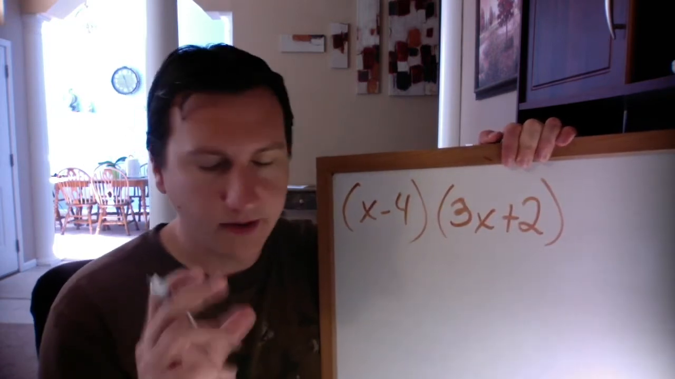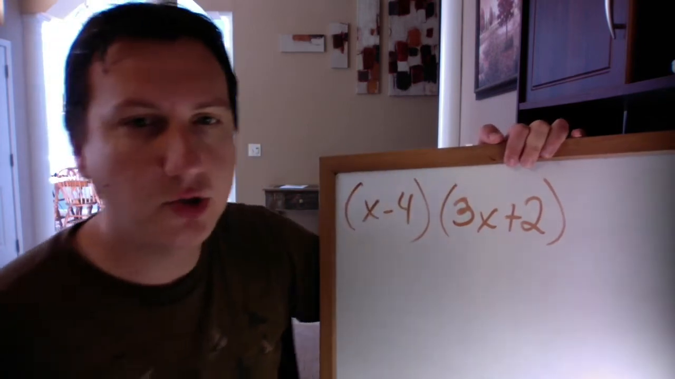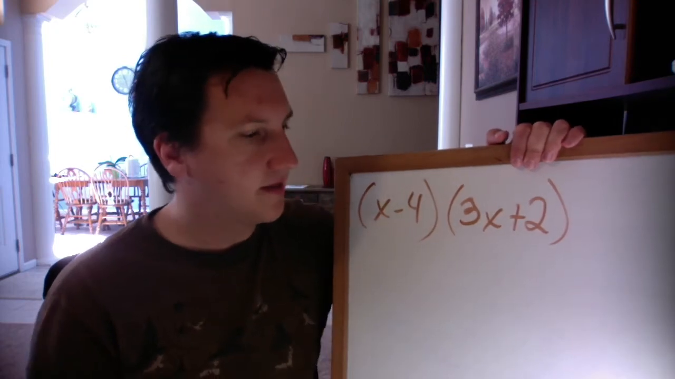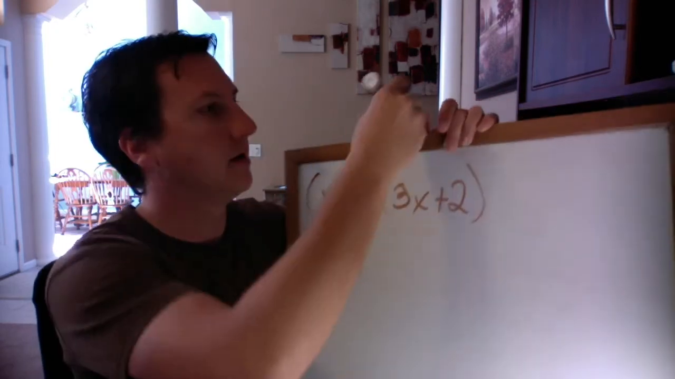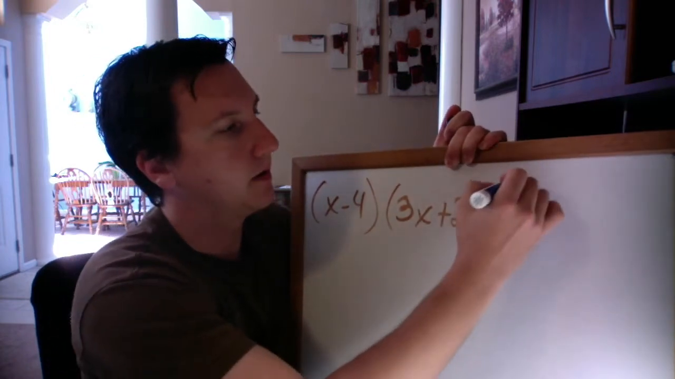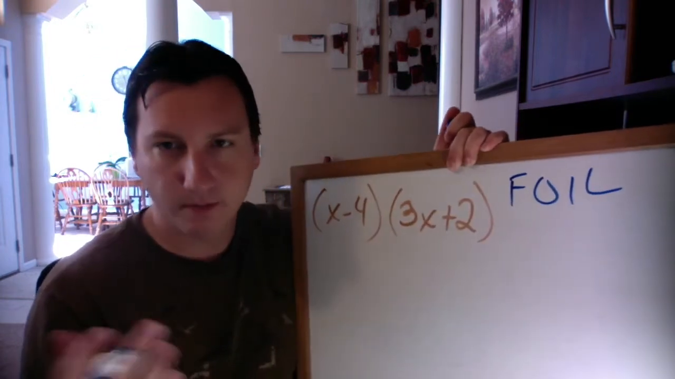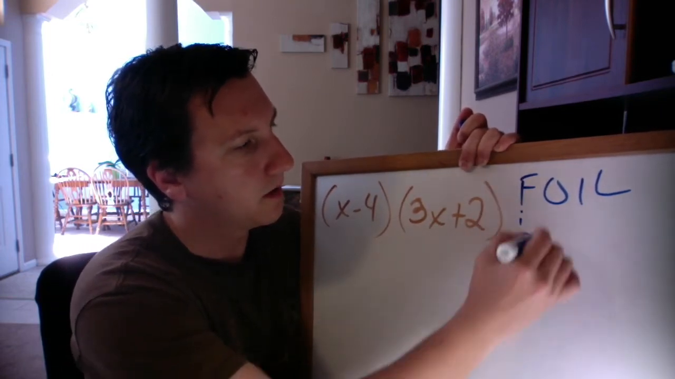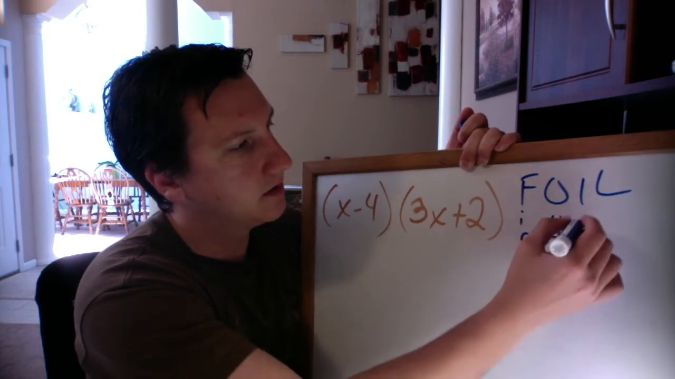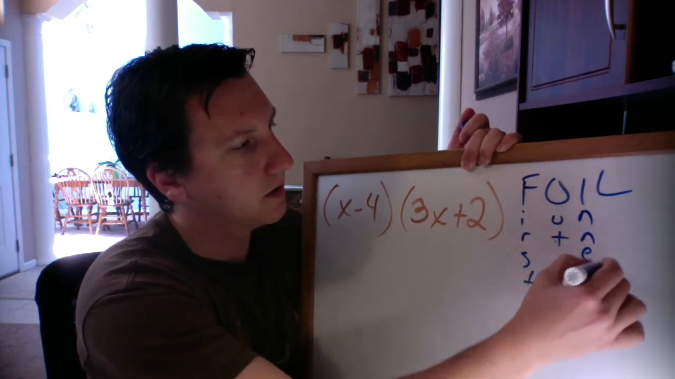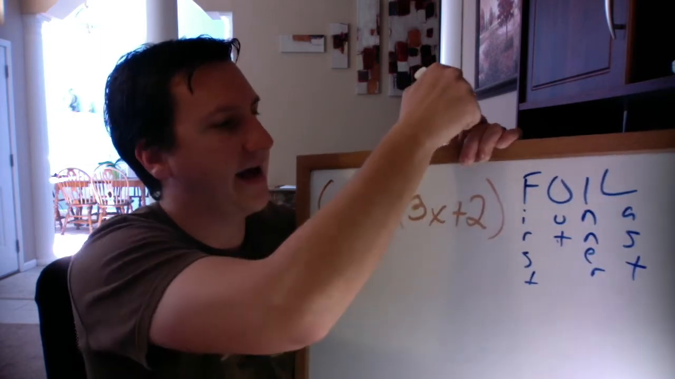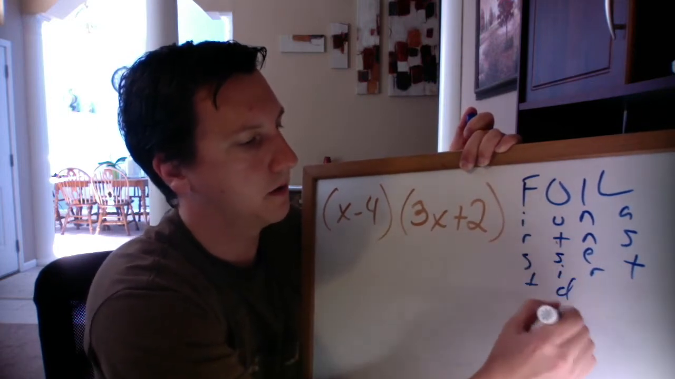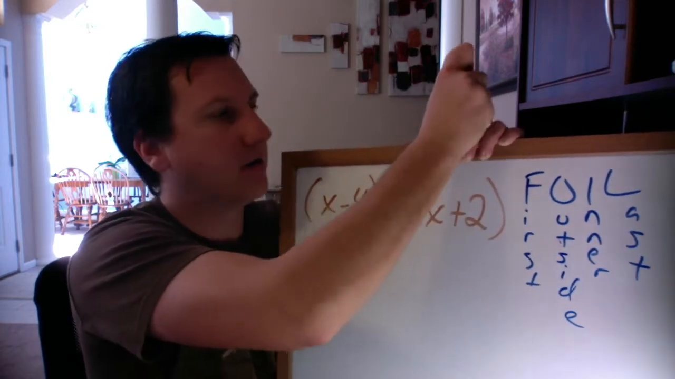There's a very critical sequence that you have to use when multiplying polynomials like this, and that is called the FOIL method. That is first, outer, inner, and last. First, outside, inner, and last.